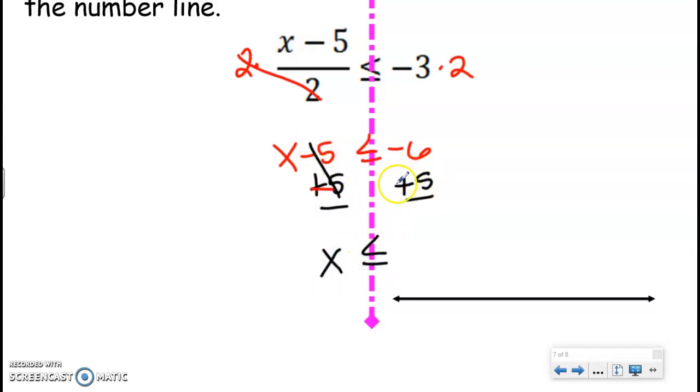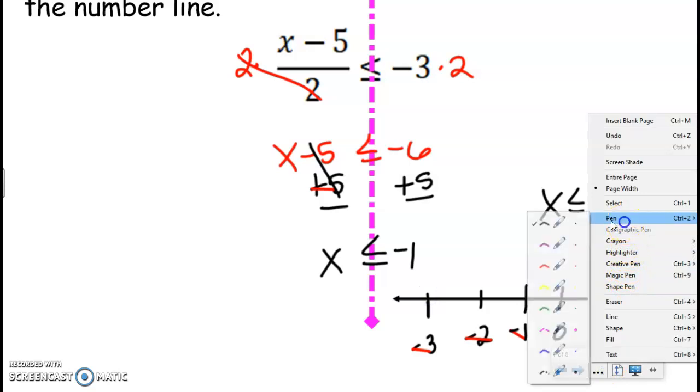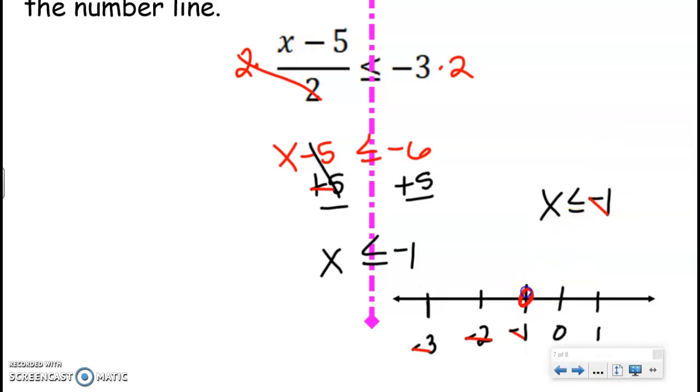And again, addition or subtraction doesn't affect my sign, so -6 plus 5 is -1. So my answer is x is less than or equal to -1. I'm going to go ahead and draw my number line in there. So I have a closed dot at -1. And then I am shading to the left for my solution.